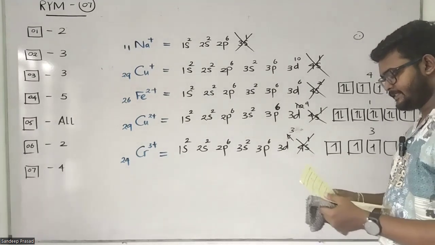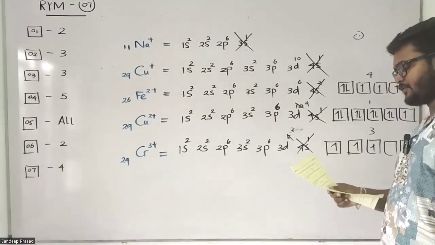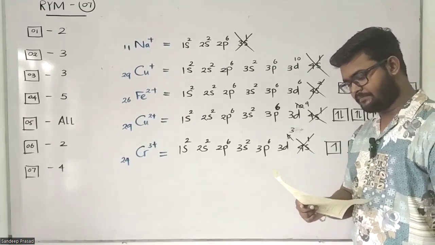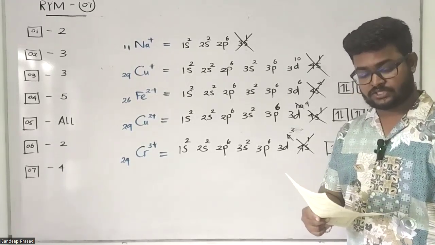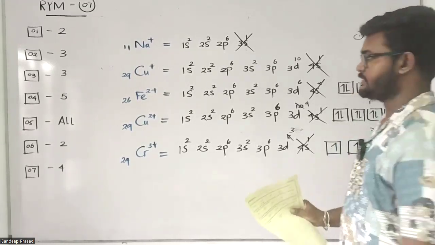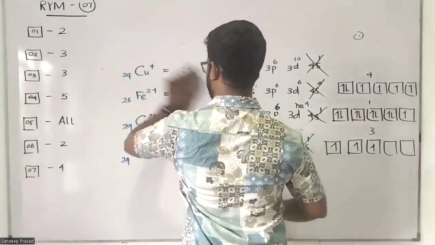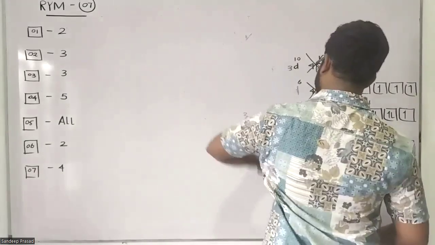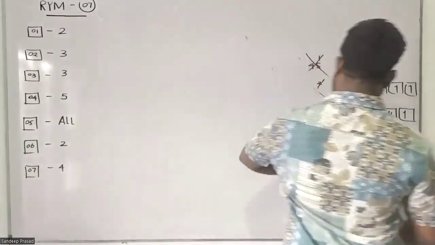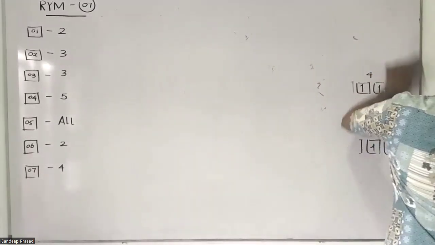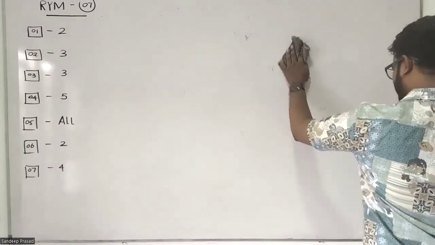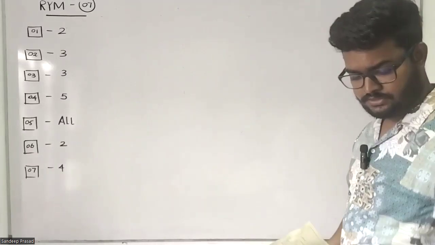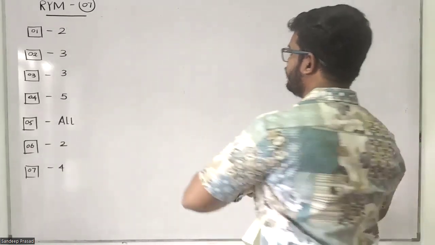Question number 8. What is the maximum number of spectral lines obtained when an excited electron of a hydrogen atom jumps from n equals 6 to lower energy levels? They're asking how many spectral lines can be obtained if there are 6 energy levels. That means how many electron transitions will be there, right? That's what they're asking.